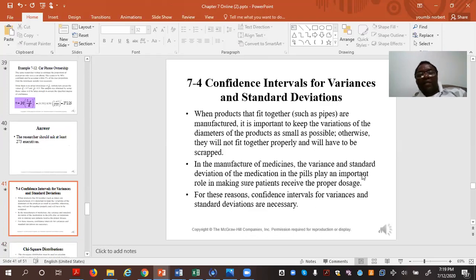Now, we are getting to a little more difficult concept, which is actually the last one: confidence interval for variance and standard deviation. I hope we will have time to quickly go over homework.